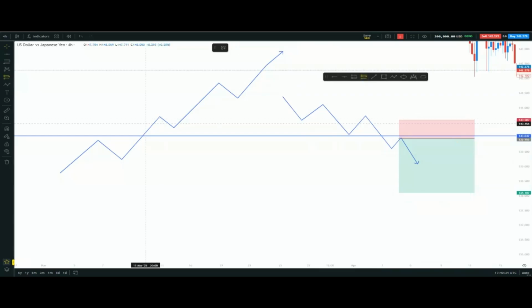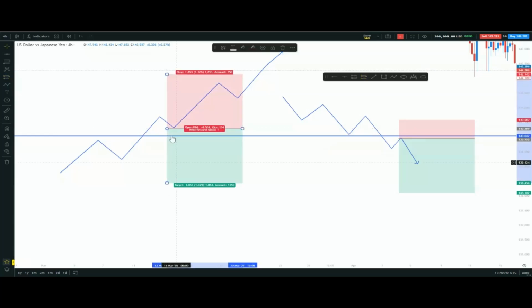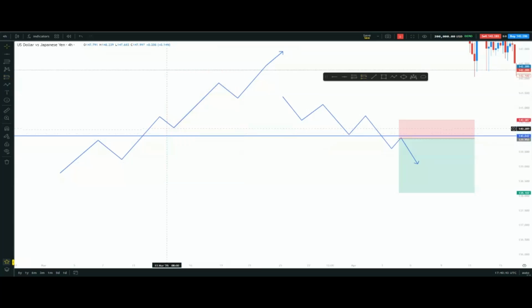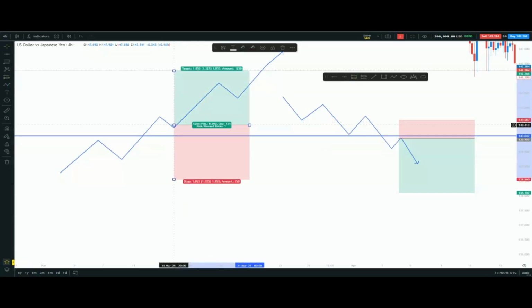Then the same occurs in an uptrend. You wait for a zone to be broken and then wait for a retest, and then you enter your trade hoping for price to keep on moving upside. Yes, like I'm demonstrating right here.